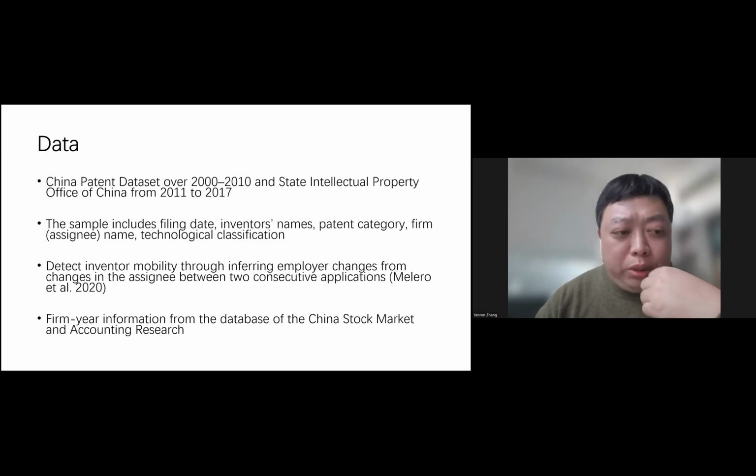We use patent data from the State Intellectual Property Office of China, and firm data from Chinese manufacturing firms listed between 2004 and 2012. The patent data records both the inventors and the firms they work for. If the data shows that an inventor has moved to a different firm, we consider that this inventor has moved.